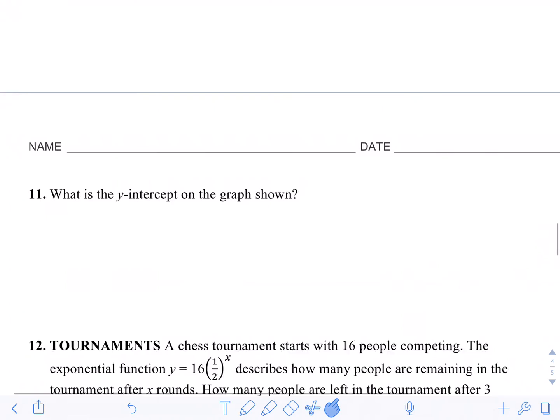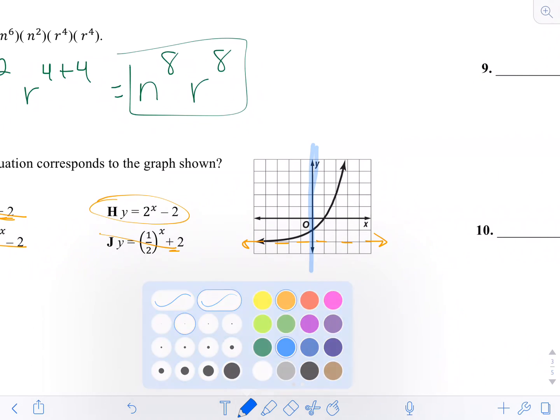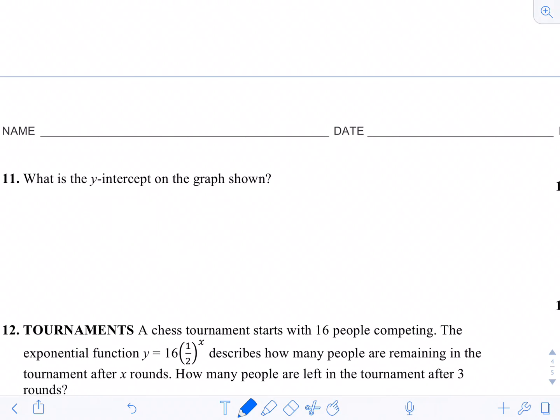Next one was the y-intercept on the graph shown. So here you're looking at your y-axis where it crosses, and where it crosses is right at this point, and that point there is (0, 1). So your y-intercept is going to be (0, 1).